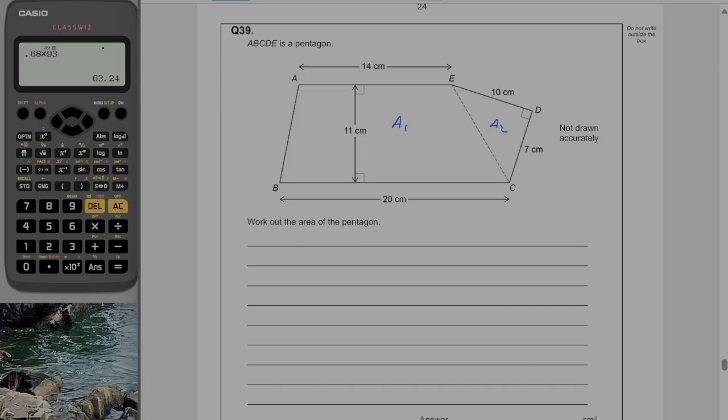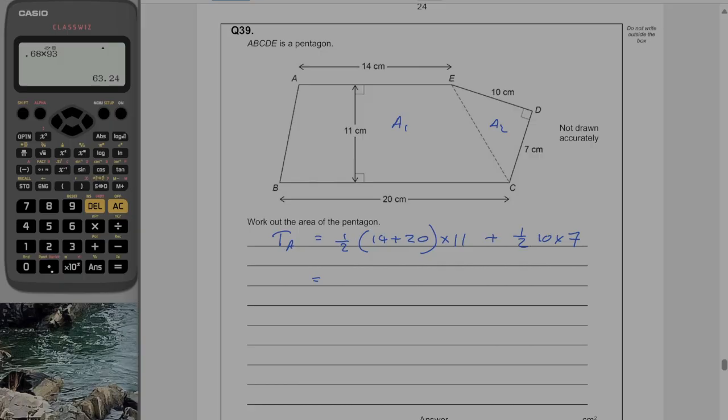So the total area is going to be equal to the area for a trapezium, which is a half of 14 plus 20 times the height, so times 11. To that we need to add the area of a triangle, which is a half of the base times the vertical height, a half of 10 times 7.